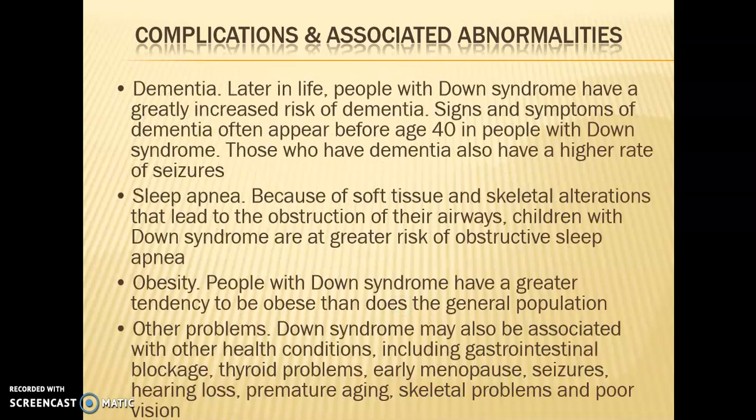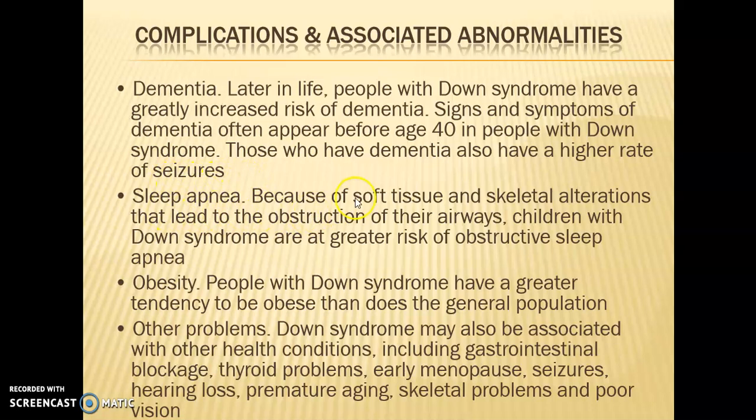Continuing the complications, the other associated abnormality is dementia. Later in life, people with Down syndrome have a greatly increased risk of dementia. Signs and symptoms of dementia often appear before the age of 40 in people with Down syndrome. Those who have dementia also have a higher rate of seizures.